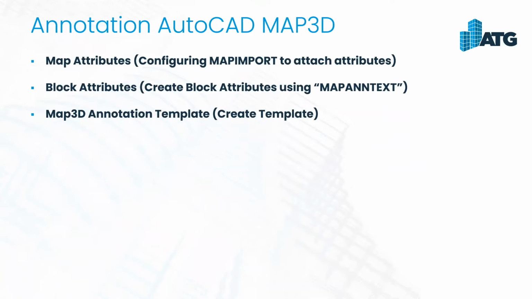The annotation, AutoCAD Map 3D. So I got a little project. I'm going to bring in some shape files and some GIS. I'm going to show you how to make some attribute data, kind of throw it in a block, and give you some tips and tricks on how to bring in some of that data.